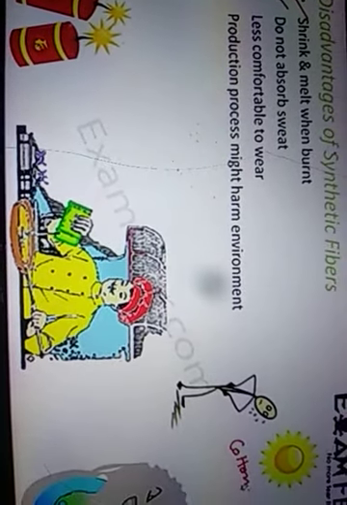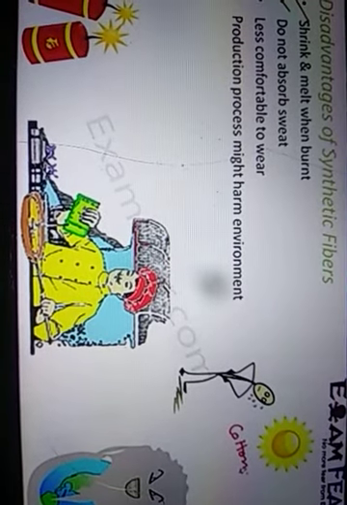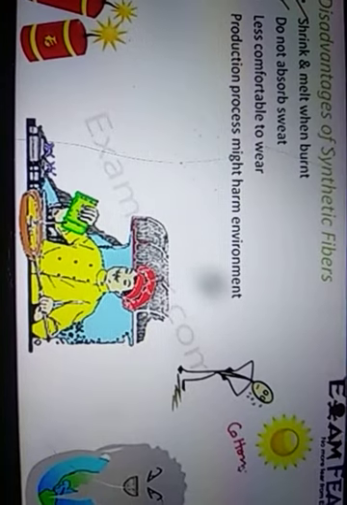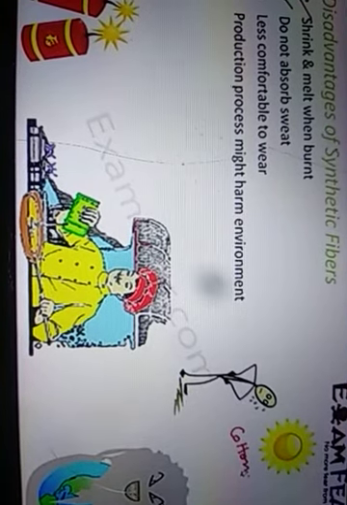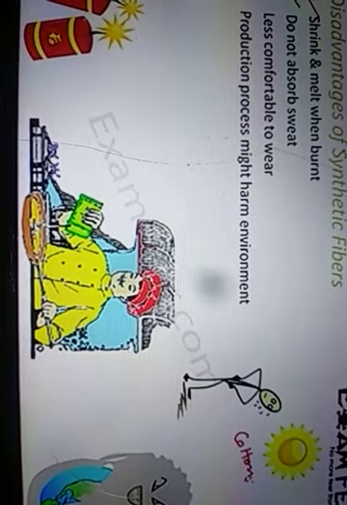Their production process might harm the environment, because during their production a lot of gases are produced which are not good for the environment. So that way also their production process is not very environment friendly. So now we have discussed synthetic fiber. Now we will discuss plastics.